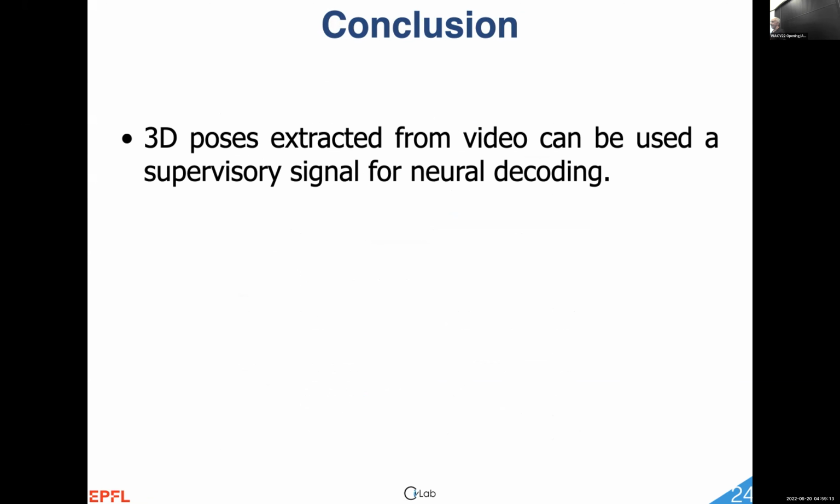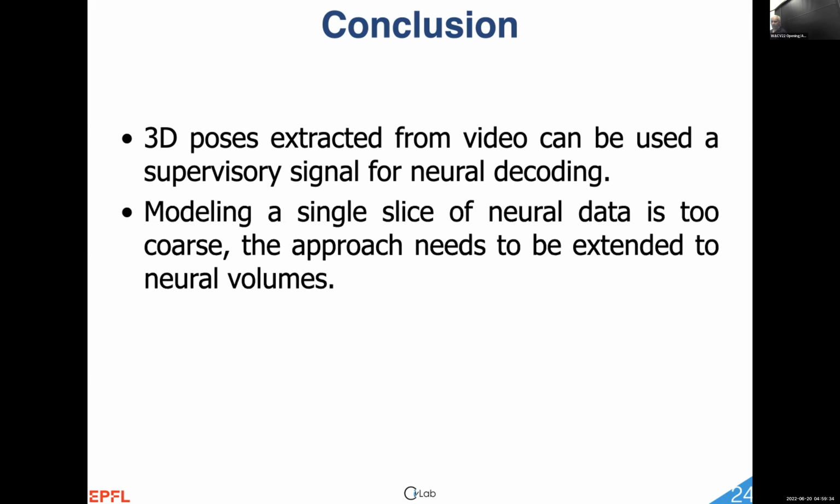So that's the question. And I think our current hypothesis is that what we are doing is too coarse. It's not a problem of the machine learning per se. The problem is right now we are looking at a single slice of that fly. So what we need to do is to model not a single slice, but a volume to get really the extent of the neurons and to get a better resolution. And that's essentially this. And maybe next year I'll have something to say about it.